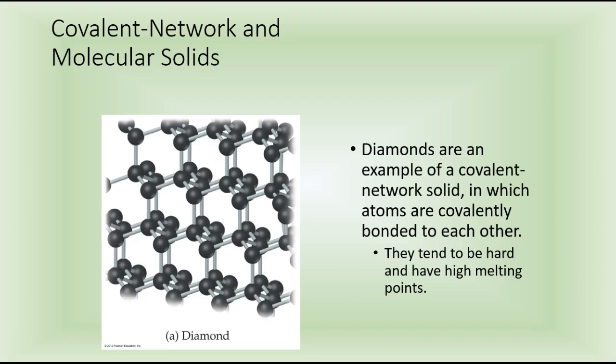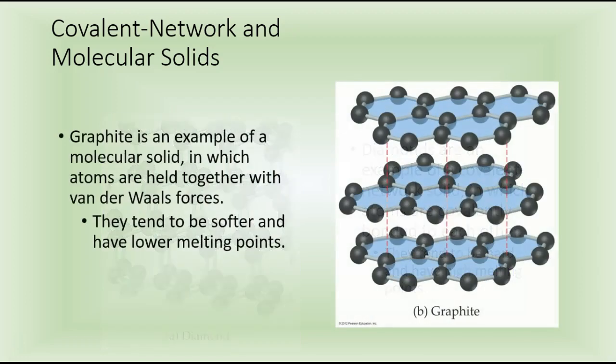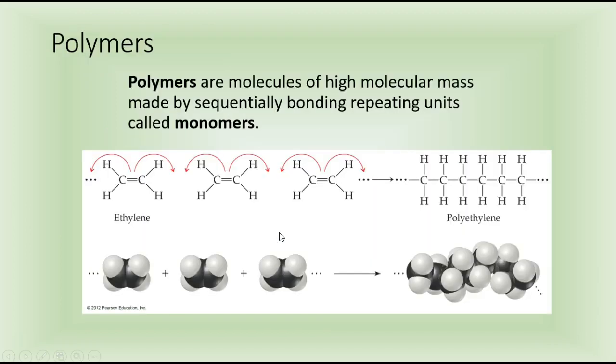But again, it is still this unending pattern of atoms covalently bonded, which makes it different than having the discrete molecules like in the molecular solids. Oh, there's graphite, just to show you what I was talking about. So again, still an unending network of the atoms bonded, but they're not covalently bonded this way as well. So that gives graphite its slightly different properties than diamond.